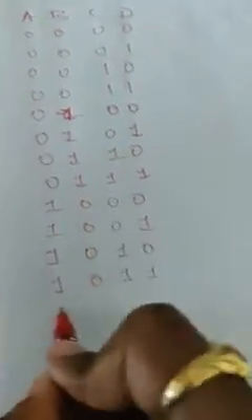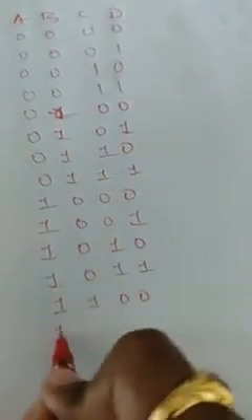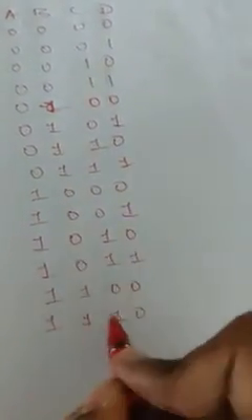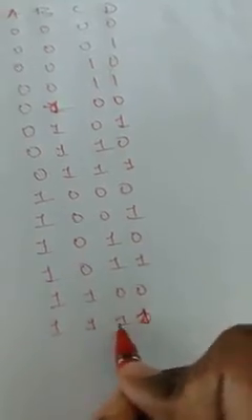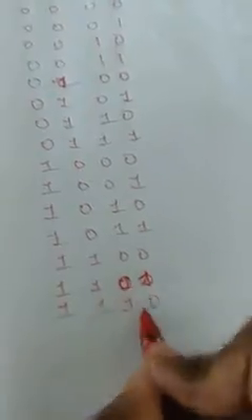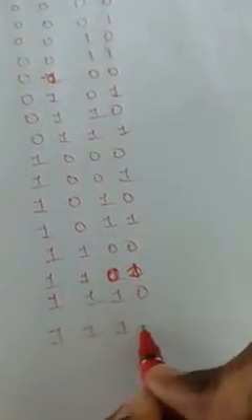So 0 1 double 0 0 1 0 1 0 1 1 0 0 1 1 1 triple 0 1 0 0 1 1 0 1 0 1 0 1 1 1 1 double 0 1 1 1 0 sorry 1 1 1 1 0 1 1 1 1.